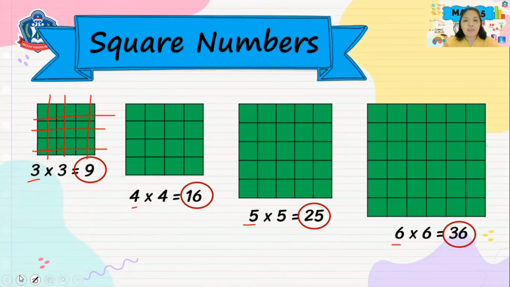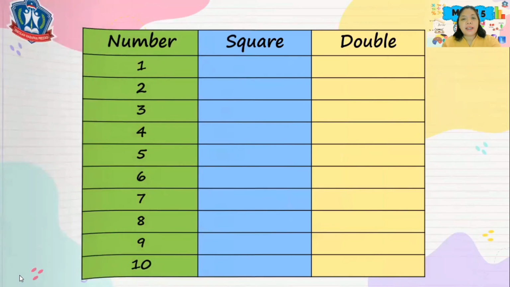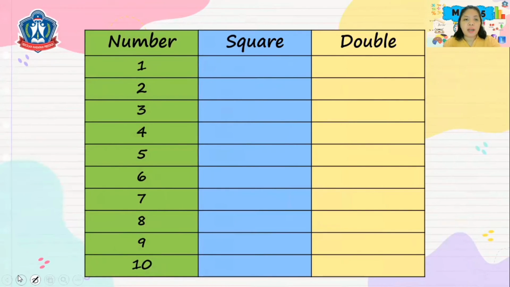Okay, I have here a table. Take a look. I have numbers from 1 until 10, and we have another column for the square and for the double. Remember, to find the square, we multiply the number by itself. How about finding the double? Okay, let's check first for number 1. The square of number 1 is, yes, 1. And the double is 2. So if we multiply 1 by itself, the answer is 1. If we double 1, that is 2.